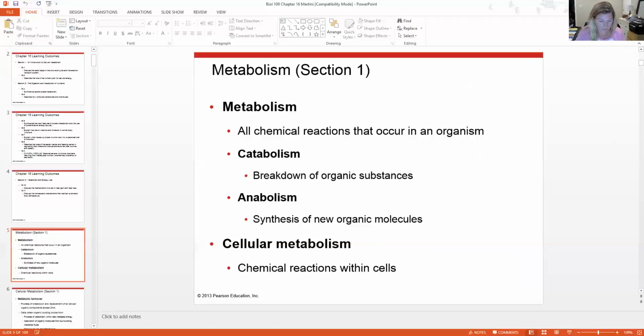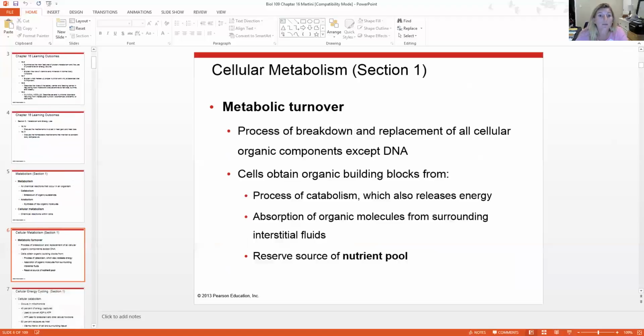So your cellular metabolism is all the chemical reactions within cells. The metabolic turnover is the process of breaking down and replacing cellular organic components, except for DNA, which remains consistent. Cells obtain the building blocks from the process of catabolism, which releases energy, and also from the absorption of organic molecules from all the interstitial fluids. That all makes up something called the nutrient pool.